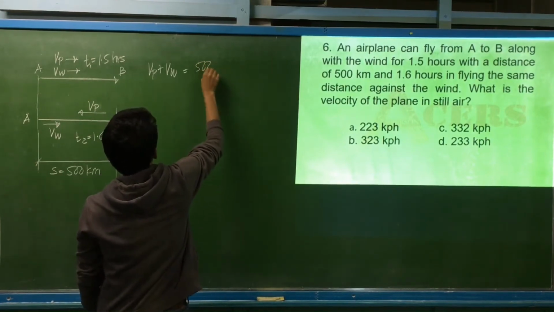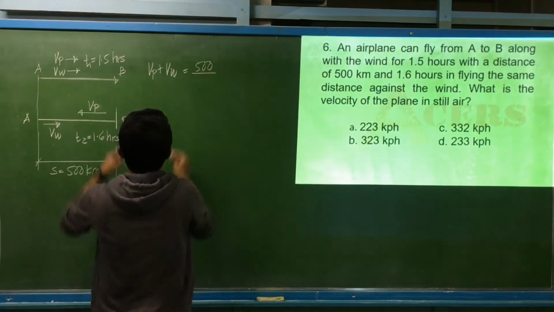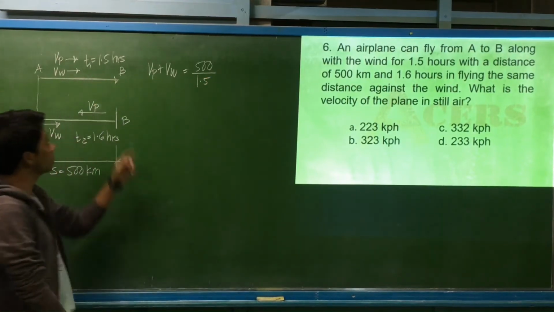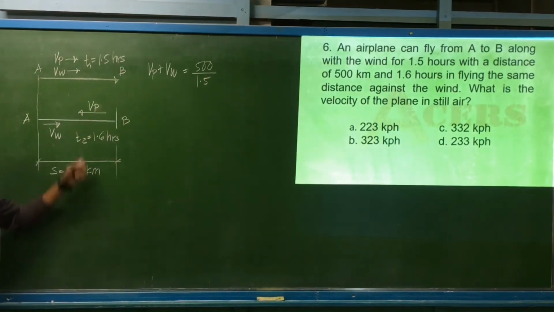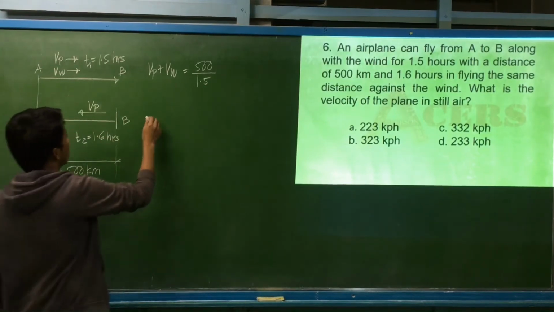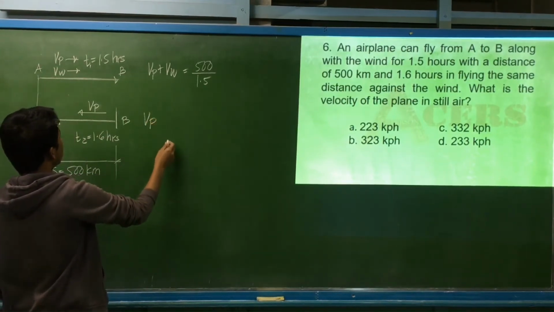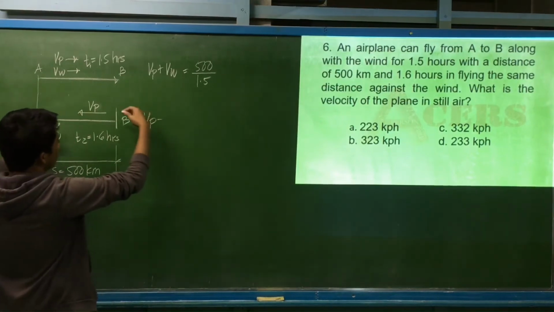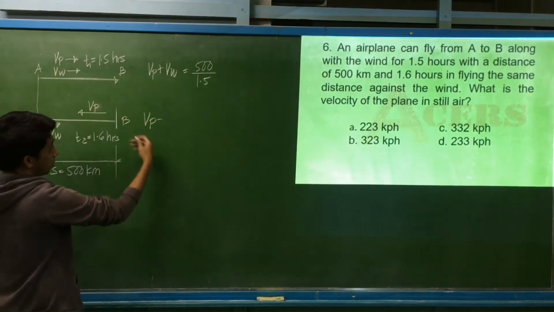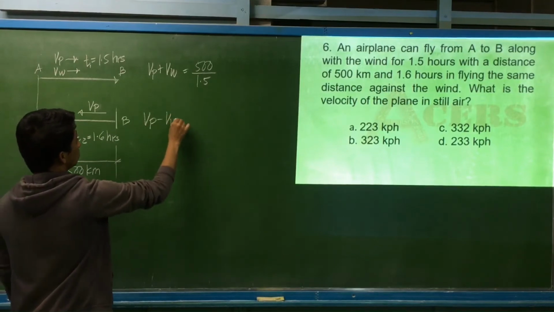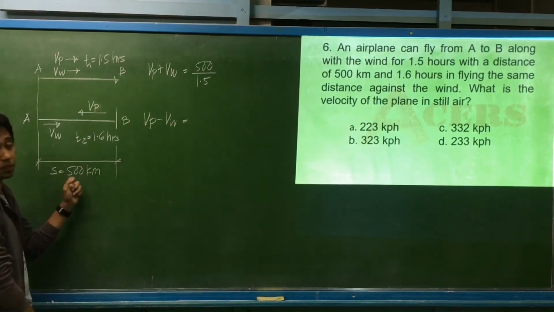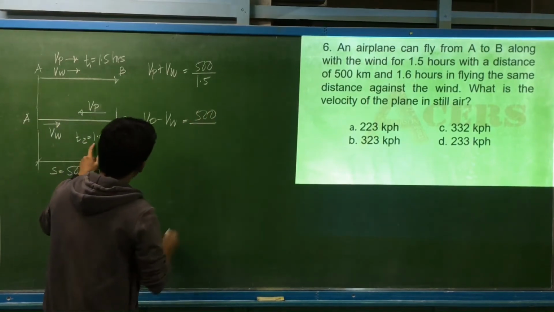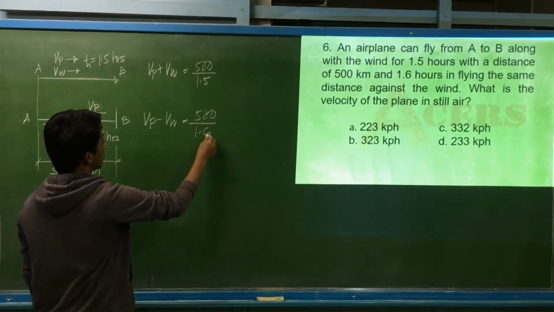We have 500 kilometers divided by the given time, which is 1.5. That is our first situation. In the second situation, we have the velocity of the plane minus the velocity of the wind, since they are opposite in direction, over the same distance, 500 kilometers, but the time this time is 1.6.